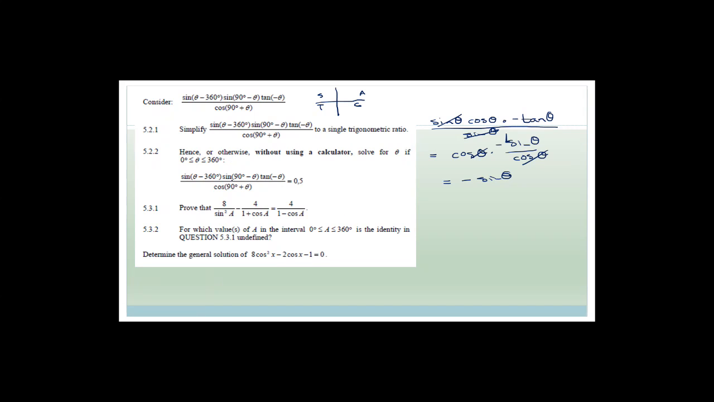Now it says, hence or otherwise, without the use of a calculator, solve for theta if theta is between 0 and 360, and this is equal to 0.5, it's equal to a half.